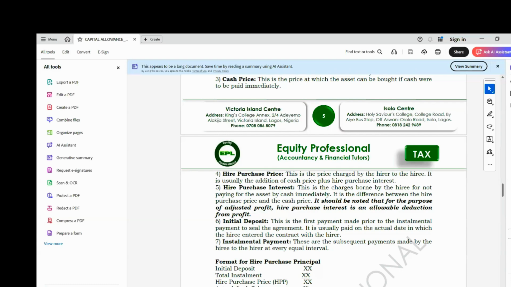Then we have the installment payment. Those are the series of payments that will be paid by the hiree to the hirer for the purpose of gaining possession of the asset on hire purchase. So that is called installment payment.